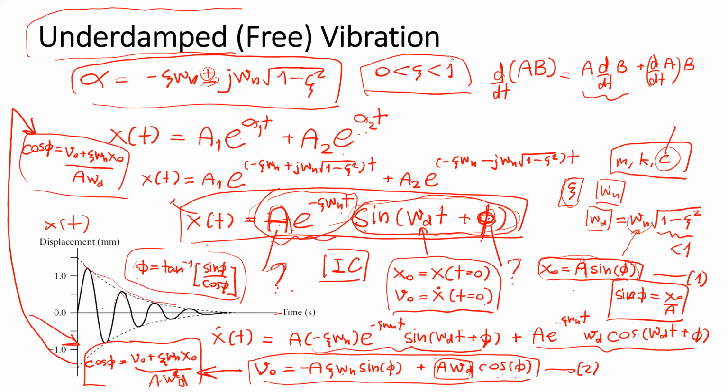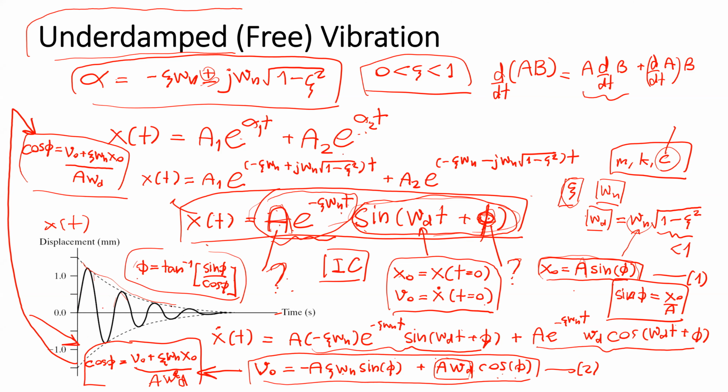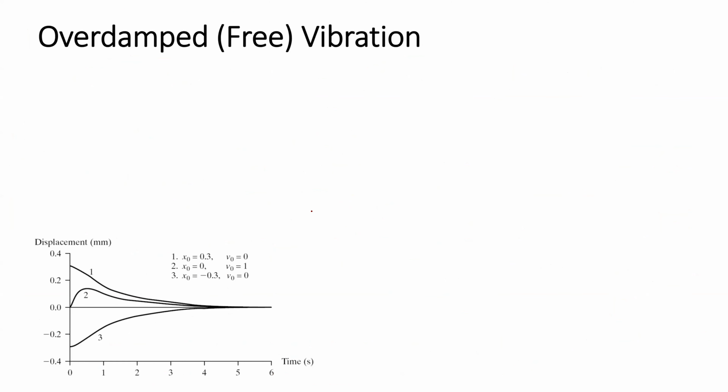This is the case of underdamped free vibration. The response will be a vibration with constant natural frequency. The natural frequency is decreased from the undamped natural frequency to the damped natural frequency, but it has the constant omega d. The magnitude will decay by the exponential term. This is the underdamped free vibration.